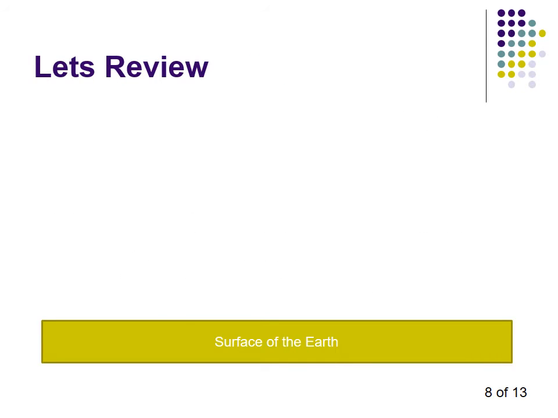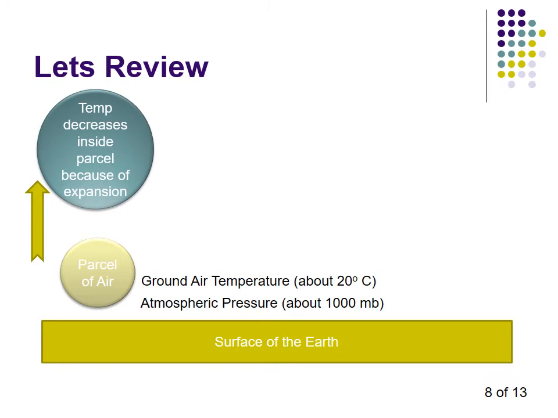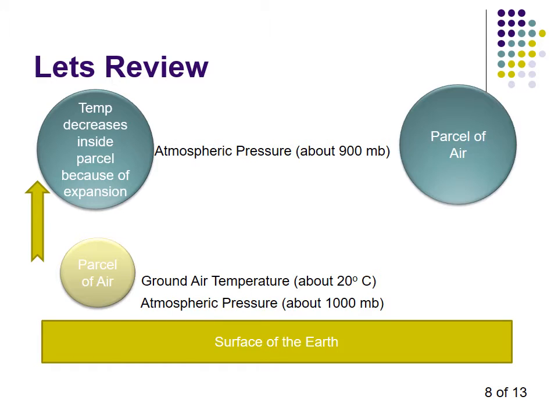All right, so here's an example. We've got the surface of the Earth, with an atmospheric pressure at the surface of about 1,000 millibars and an atmospheric temperature of about 20 degrees Celsius. So I have my air parcel on the ground. If I move it up, it will expand and decrease in temperature. It expands because the air pressure is less than on the ground, in this case about 900 millibars. Now, if I have an air parcel up at this level and I want to push it down, it will compress and the temperature of the parcel will go up.